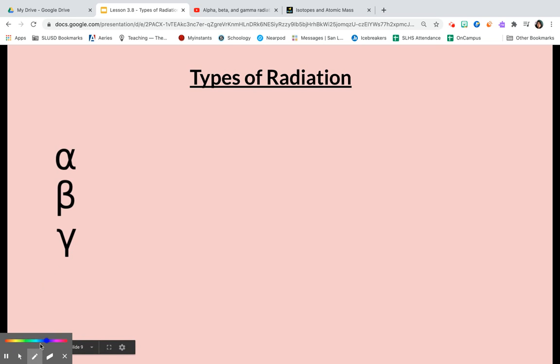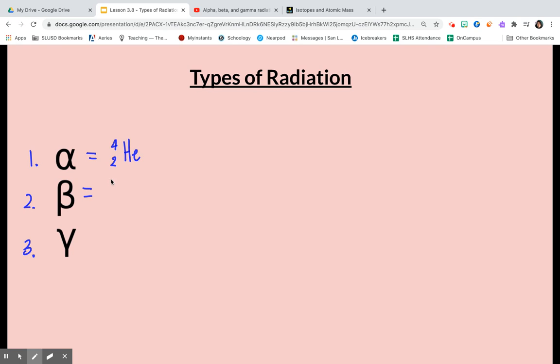We can show them as symbols like this, right? Or we can also show them in their written notation. So something that you should know is an alpha particle, we also symbolize it as this. So notice that an alpha particle is basically a helium isotope with 2 protons and a mass of 4. So 2 protons and 2 neutrons.